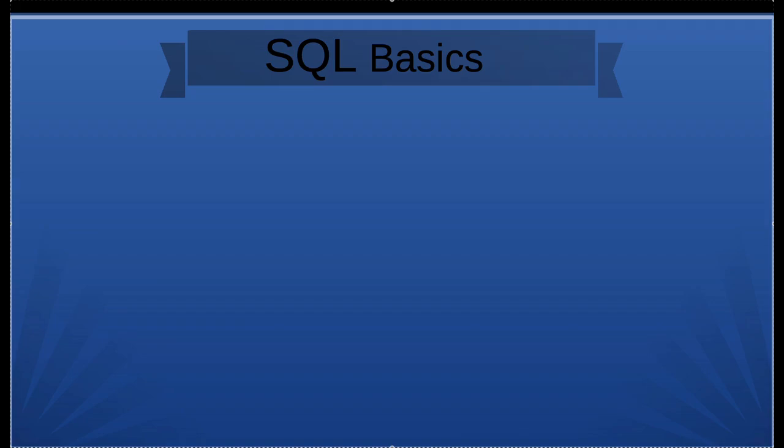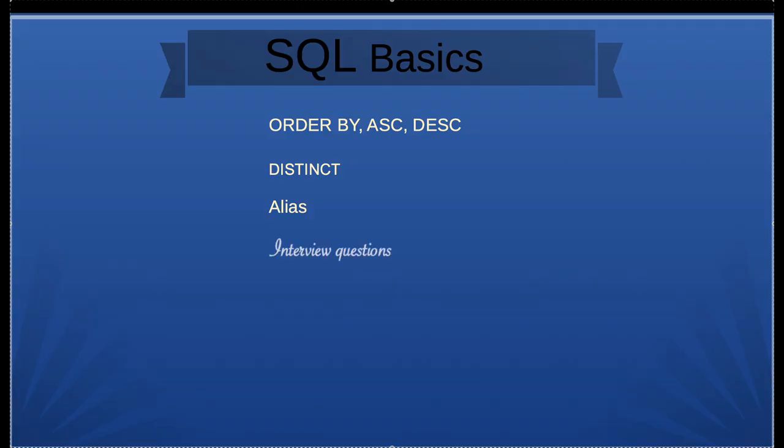So welcome again to another video on SQL. In this video we'll see ORDER BY in ascending and descending order. ORDER BY means we are going to sort the records, both in ascending and descending order. And we'll see the DISTINCT keyword, and then we'll look into aliases, what they are, and we'll go through some interview questions on these topics.